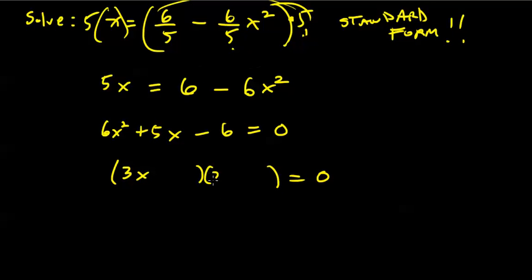I'll have 3x and 2x in the first slots, and I think a 3 and a 2 in those last slots as indicated. If I have an outer product of 9x and an inner product of 4x, I can get those two to add up to a positive 5x if I play the signs right. So let me do that.